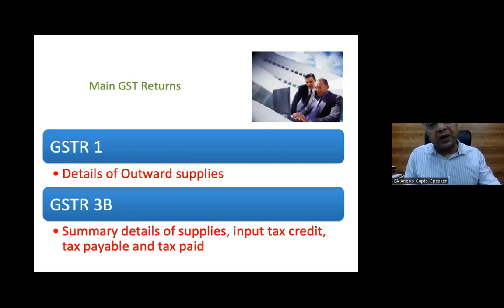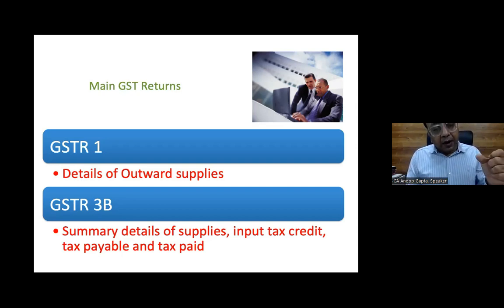These returns are to be filed on a monthly basis, and in some cases they can be filed on a quarterly basis also. The GSTR1 returns are the returns of my output supplies, my sales transactions, which are to be recorded invoice wise in case of B2B transactions, and in case of B2C transactions, a consolidated amount up to a certain limit can be given in that GSTR1. Generally, this GSTR1 return has to be filed by the 11th of the next month in which my supplies are effected.